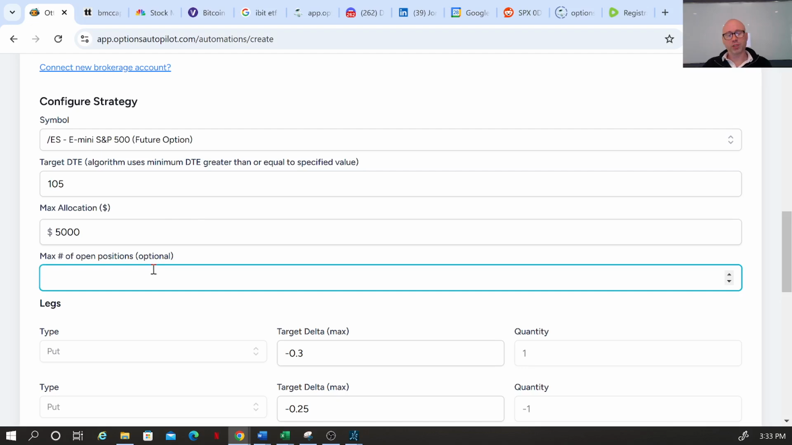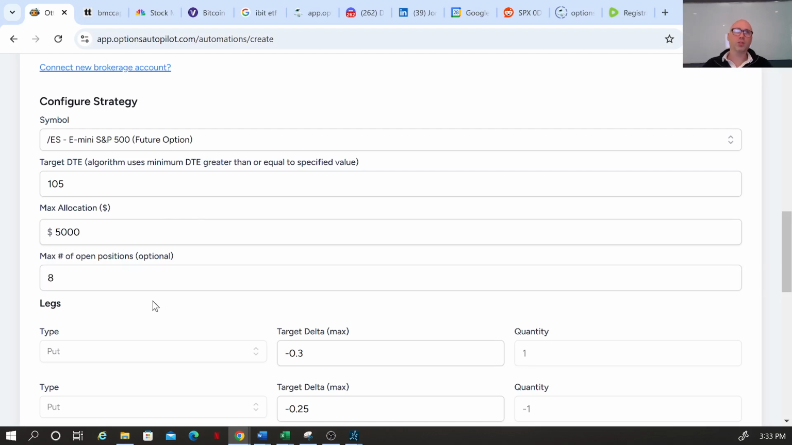Here's where you'd set max open positions. Like I said, I would choose 8 if you only wanted to have 2 months on at once. So to be doing it every week, it would stop when it hit 8. Most likely you would have one that's taking profit or taking a loss at any given time. So it would be continuously opening and closing new trades. But you can choose this. You can keep it limited to 1.